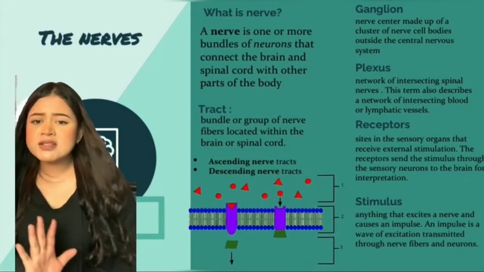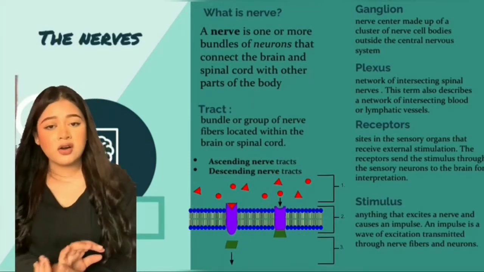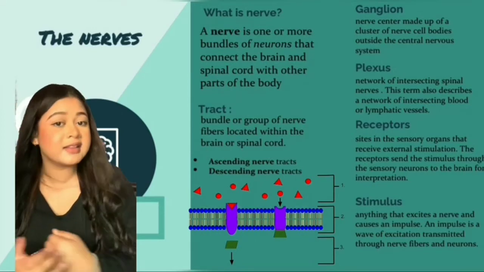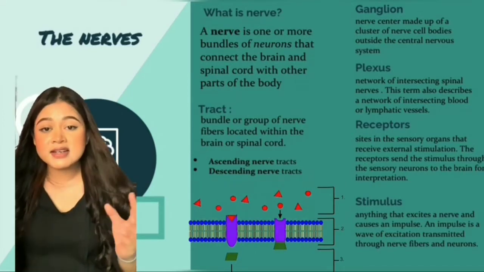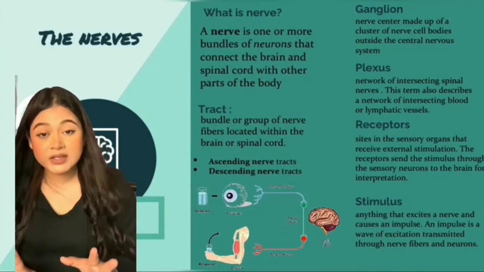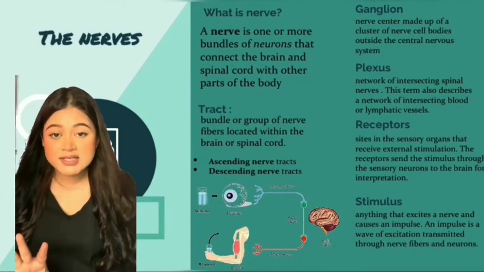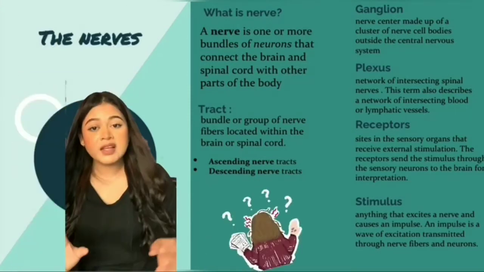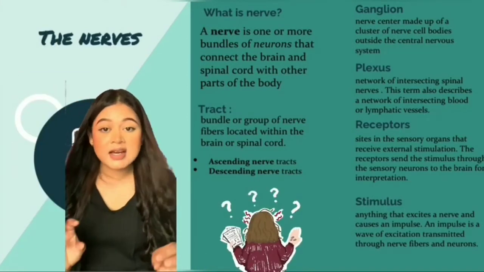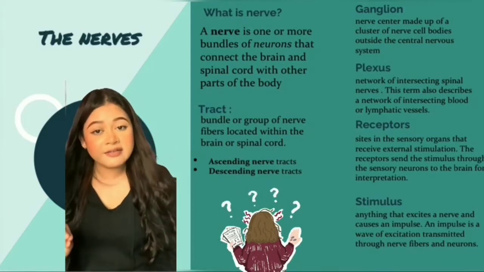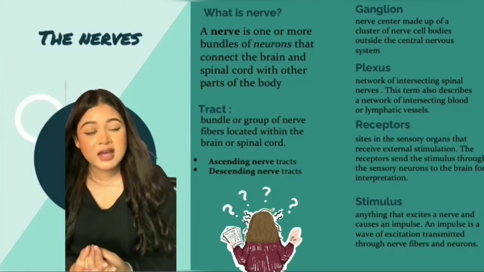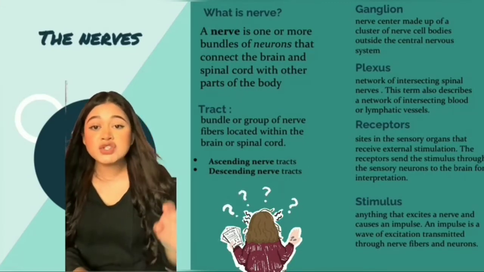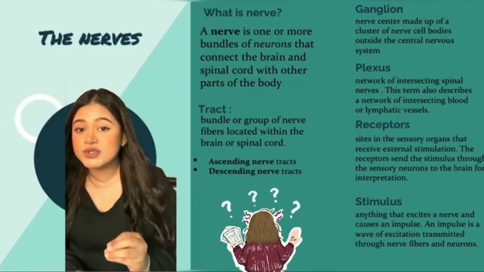Receptors. Receptors are sites in the sensory organs, such as eyes, ears, skin, nose, and taste buds, that receive external stimulations. The receptor will send the stimulus through the sensory neuron to the brain for interpretation. A stimulus is anything that activates a nerve and causes an impulse. An impulse is a wave of excitation transmitted through nerve fibers and neurons.